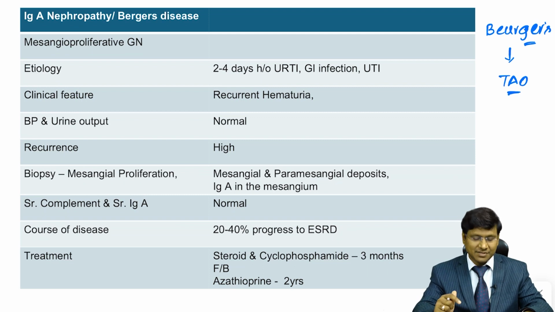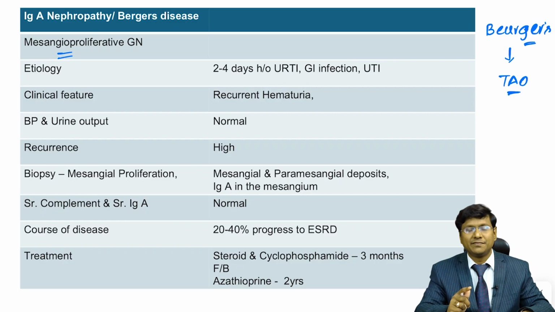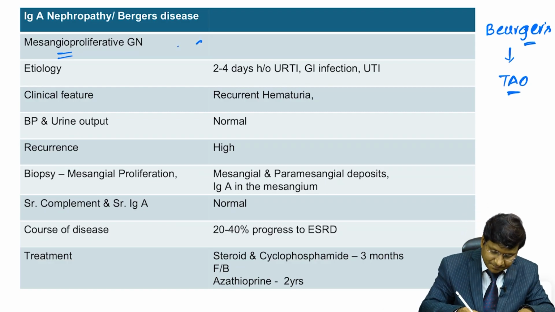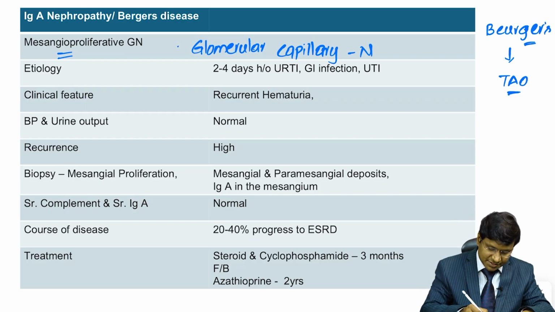And another name for this IgA nephropathy or Berger disease, it is also called as mesangial-proliferative glomerulonephritis, because there is excessive proliferation of the mesangial cells. And here the very important point is the glomerular capillary, right? The glomerular capillaries, they are absolutely normal. Right, glomerular capillaries, they are absolutely normal. That is what you observe in case of IgA nephropathy or the Berger disease.